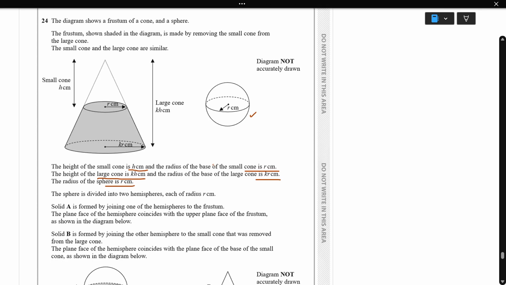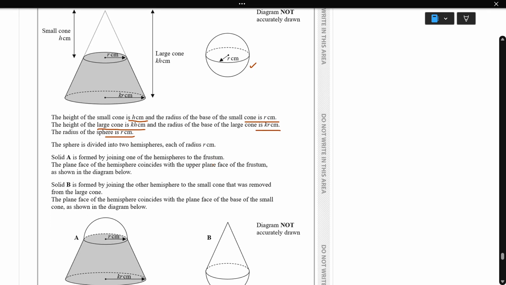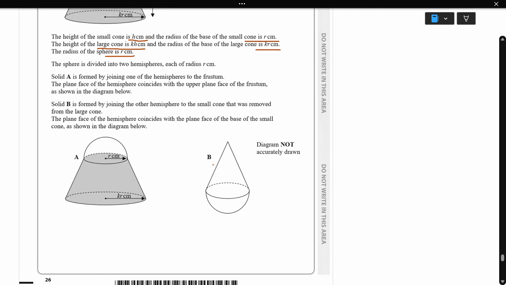It is given that the sphere is divided into two hemispheres, each with the radius of the sphere. We have divided it into two pieces. Solid A is formed by joining one hemisphere and the frustum. So when we cut the sphere into two pieces, the hemisphere will join with the frustum, and the other hemisphere joins with the remaining cone on the right side. So there are two solids, A and B.